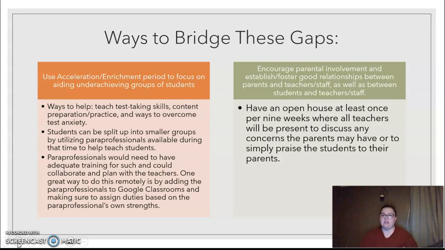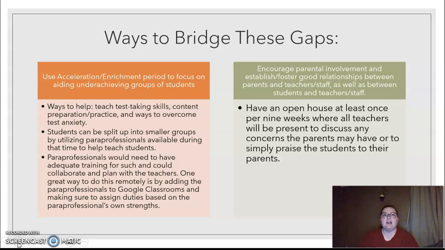Now we've looked at some of the issues and some of the problems. Let's focus now on ways to address these problems, ways to bridge these gaps between subgroups. One way I would like to propose is to use our acceleration enrichment period, that 30-minute period every day, to focus on aiding our underachieving groups of students. There are many ways we could help. One would be to teach test-taking skills, content preparation and practice, and ways to overcome test anxiety.